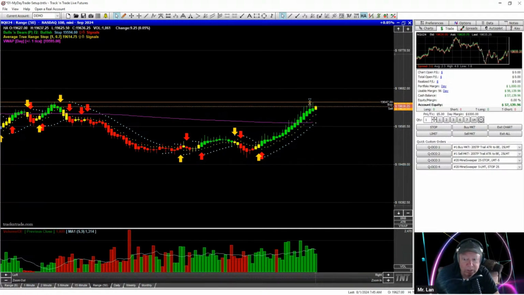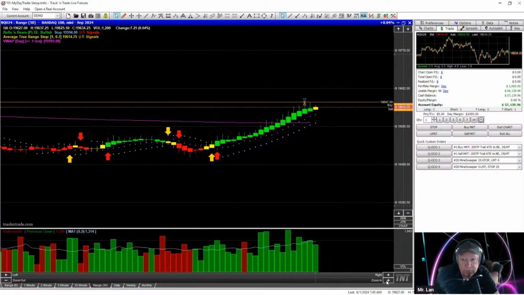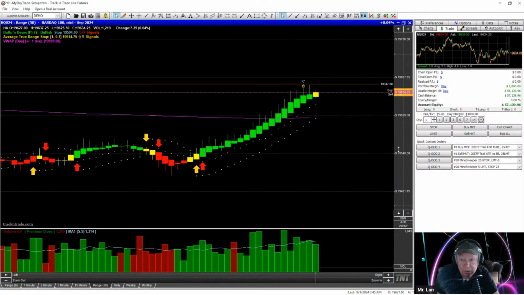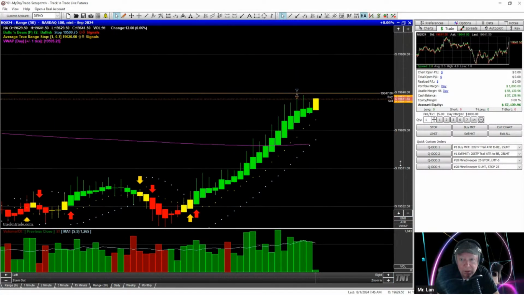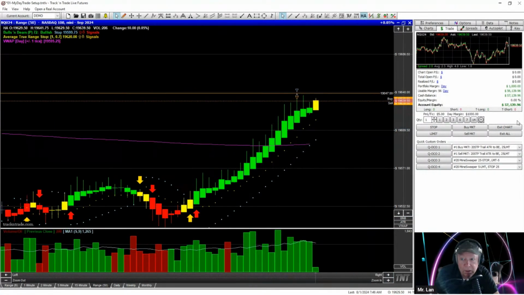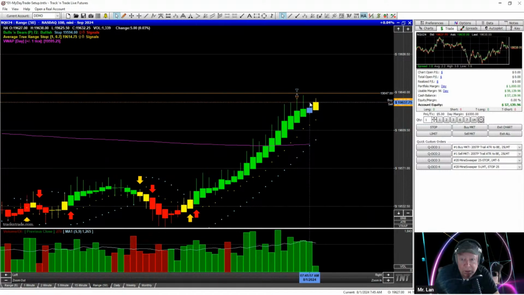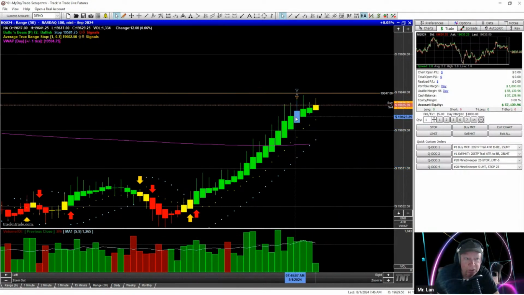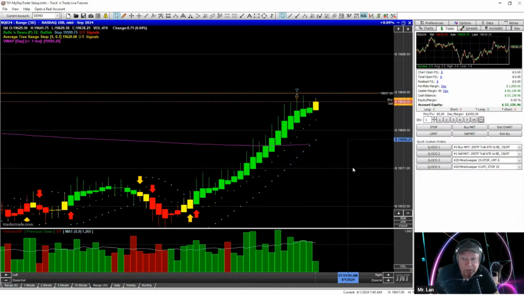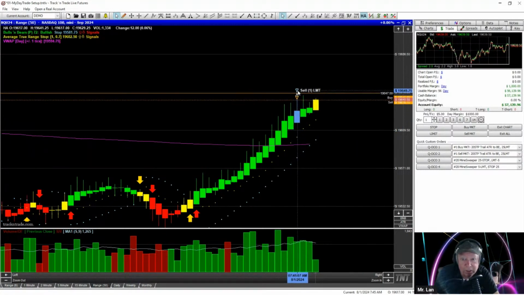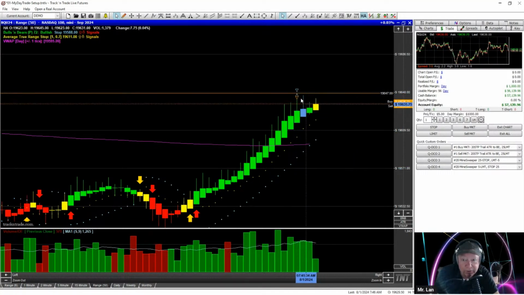Oftentimes the second one is the one that goes. Okay, let's see what it does. We're only doing one. This is a quantity of 1. You can see we've got it set. We've got all the little lines turned off.